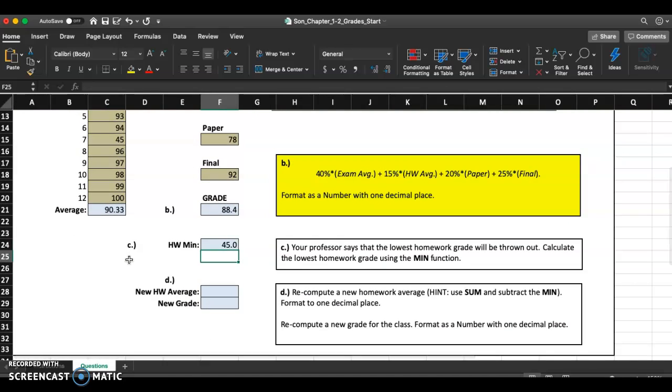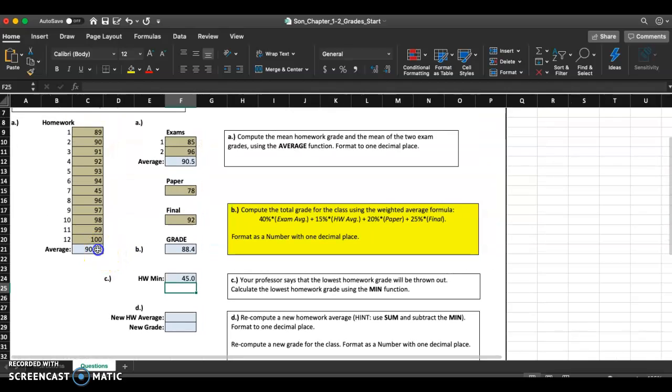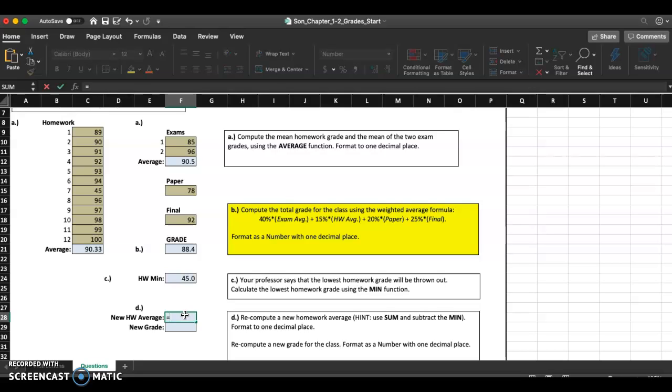And we know that should be a little bit higher than 90.33 because we're going to throw away the lowest homework average of 45, okay? So you remember how to find the average of anything. You add up everything, you divide by however many numbers you added. So let's try that. Equal sign.